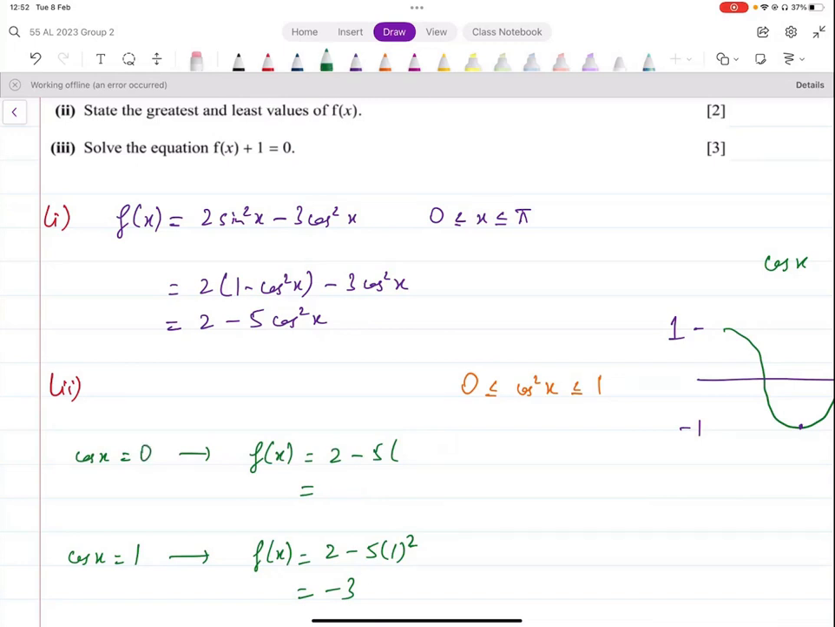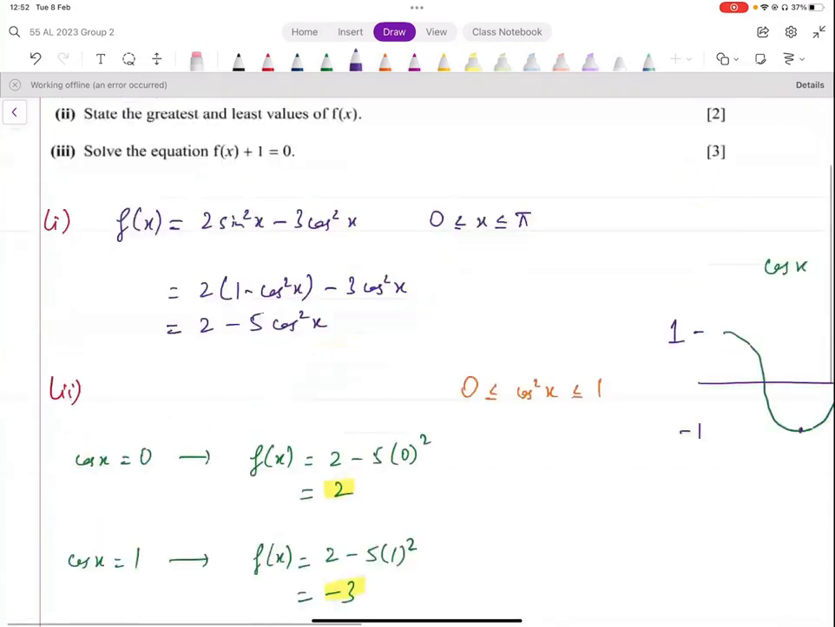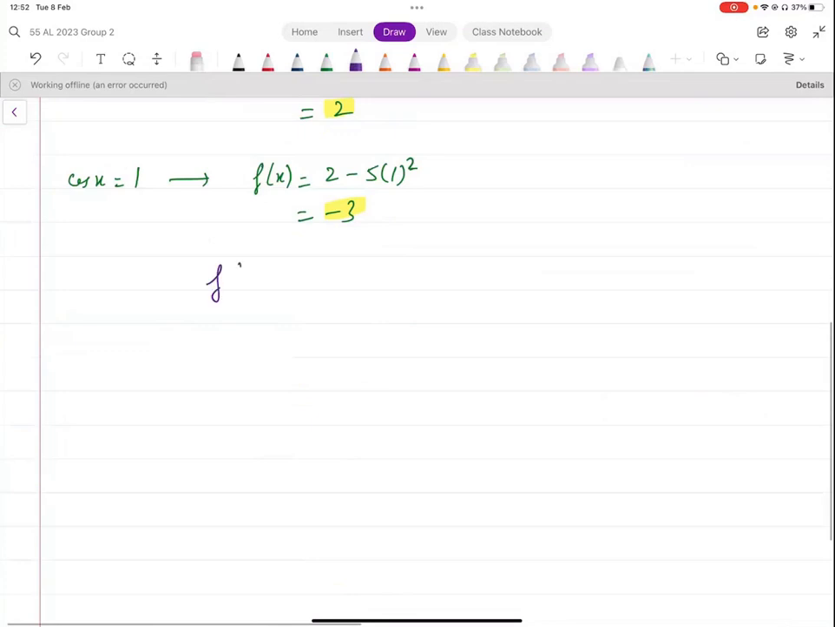cos x की वैल्यू 0 इनपुट कर दें, cos स्क्वायर की एक ही बात है, cos स्क्वायर की वैल्यू 0 इनपुट कर दें, ये cos x की कर दें, एक ही बात है. 2 minus 5 into 0 square, what do we get? We get 2 from that. So now these are the two kind of values that we're getting. 2 and -3. We say the range of this function, which was f of x, is between these two numbers, that's -3 and 2.